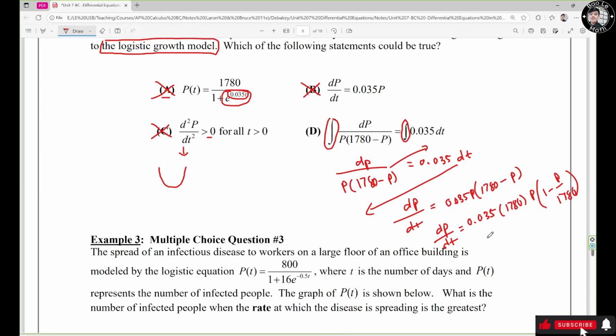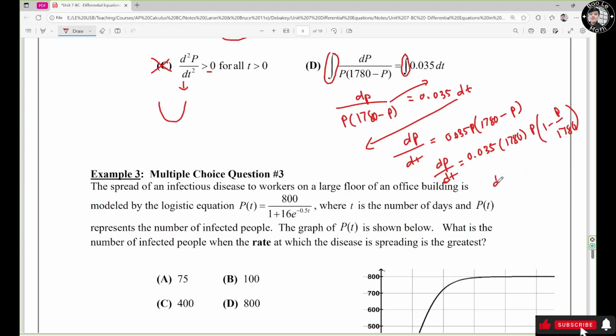Alright, this is actually the logistic growth model, right? It's going to be in this form: dy over dt equals k times y times 1 minus y over L, right? K equals this one right here. Alright, so the answer must be D.